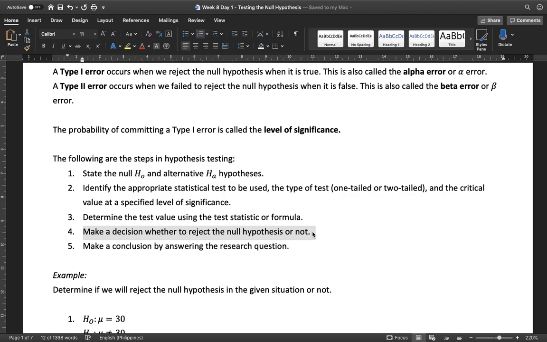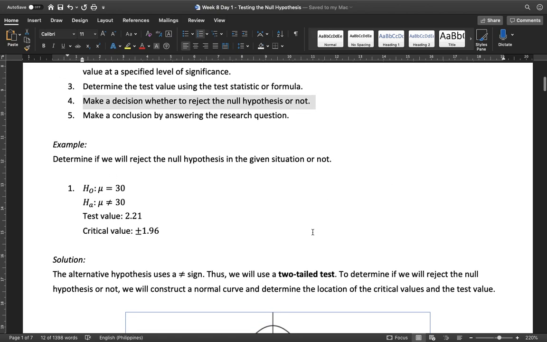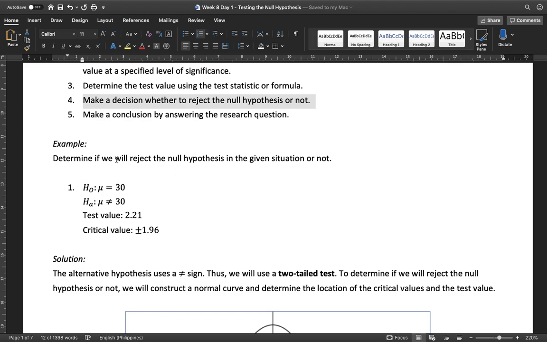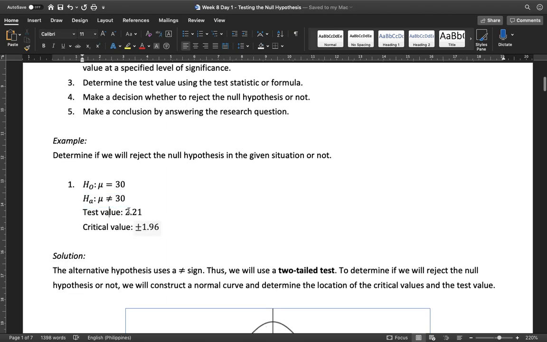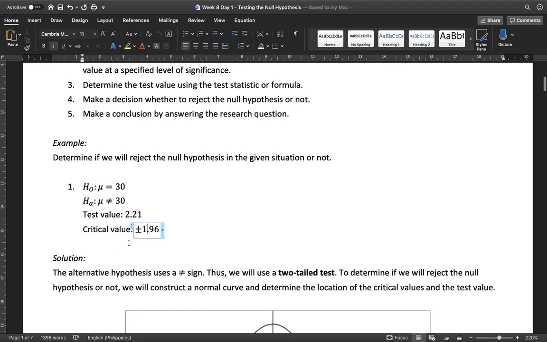So, let's take a look with an example. So, we will determine if we will reject the null hypothesis in the given situation or not. In this statement, the null hypothesis is the population mean is equal to 30 and the alternative hypothesis is not equal to 30. So, alam kagad natin, two-tailed test siya kasi gumamit siya ng not equal to. Now, the test value is 2.21 and the critical value is positive, negative 1.96. Si test value kasi meron tayong formula na ginagamit dyan. So, in this case, binigay na muna yung value ng test value.